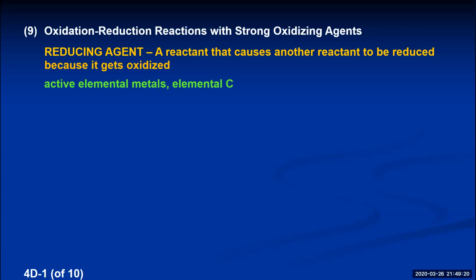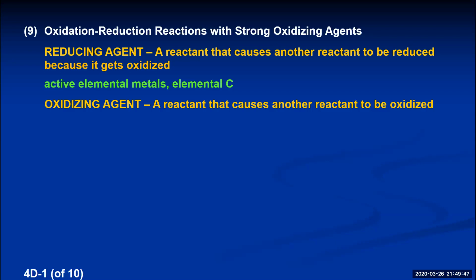So what would that be? Elemental metals, sodium, potassium, magnesium, those all have a strong tendency to give up electrons, so they get oxidized easily. So those would be good reducing agents. Industrially, elemental carbon is used as a reducing agent because it winds up reducing ions of metals into elemental form as the carbon gets oxidized into carbon dioxide.